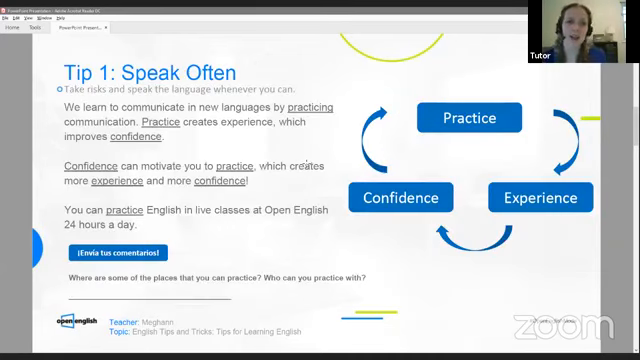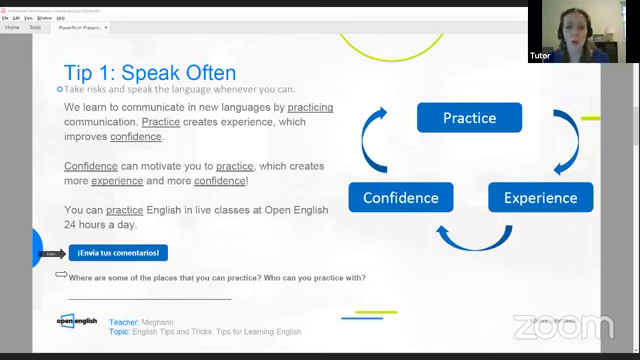Okay, let's start. So tip number 1 is to speak often. Often is con frecuencia. First, let's look at our prompt here. Envía tus comentarios. Where are some of the places that you can practice speaking English? ¿Dónde? Where? Where are some of the places, lugares, que puedes practicar? And who? ¿Con quién? Who can you practice with? ¿Con quién puedes practicar? Envía tus comentarios.